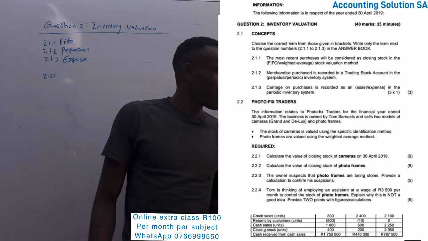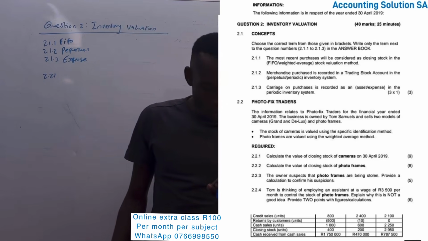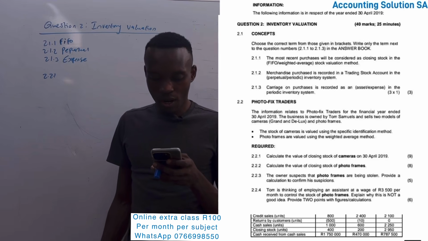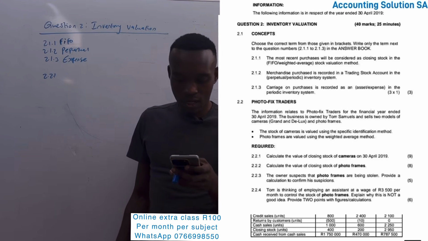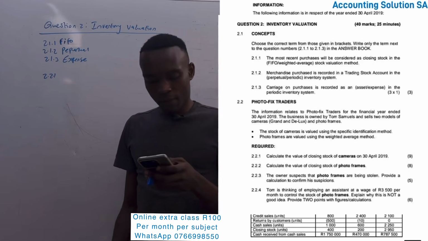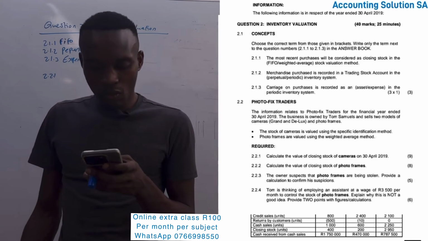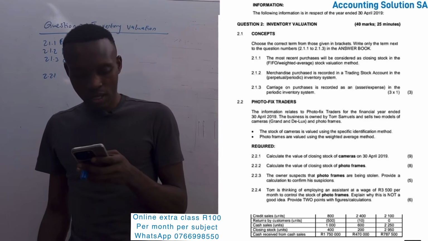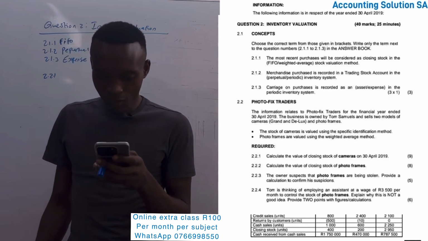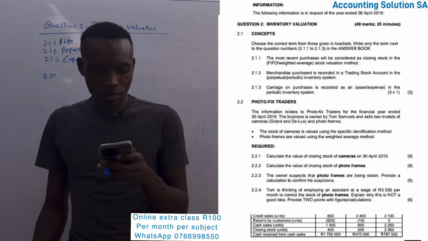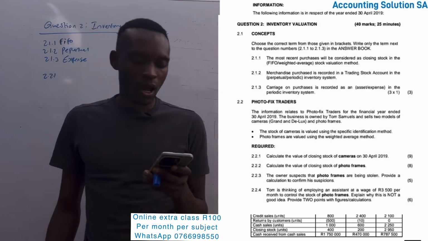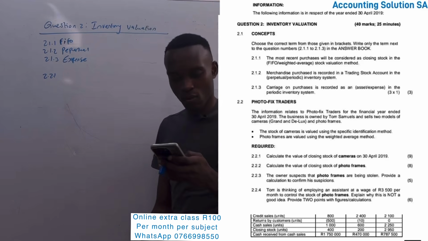All right, now required 2.2.1, calculate the value of closing stock of cameras on 30 April 2019, 9 marks. Okay, then 2.2.2, calculate the value of closing stock of photo frames, 8 marks. Then the owner suspects that the photo frames are being stolen. You have to calculate. Then the last one, we are just going to wrap it up. Okay, let's go back to 2.2.1.